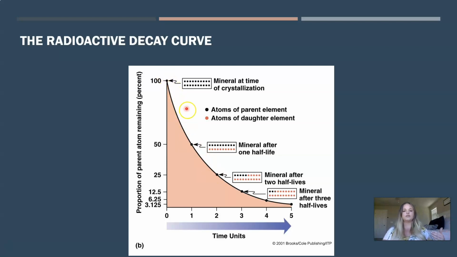So 100 decays to 50 in the first, 50 decays to 25, 25 to 12.5, 12.5 to 6.25, excuse me, 6.25 to 3.125. And this never actually reaches 0 because there is no number that you can divide by 2 or take 50% of and actually get 0. So it asymptotically reaches 0.